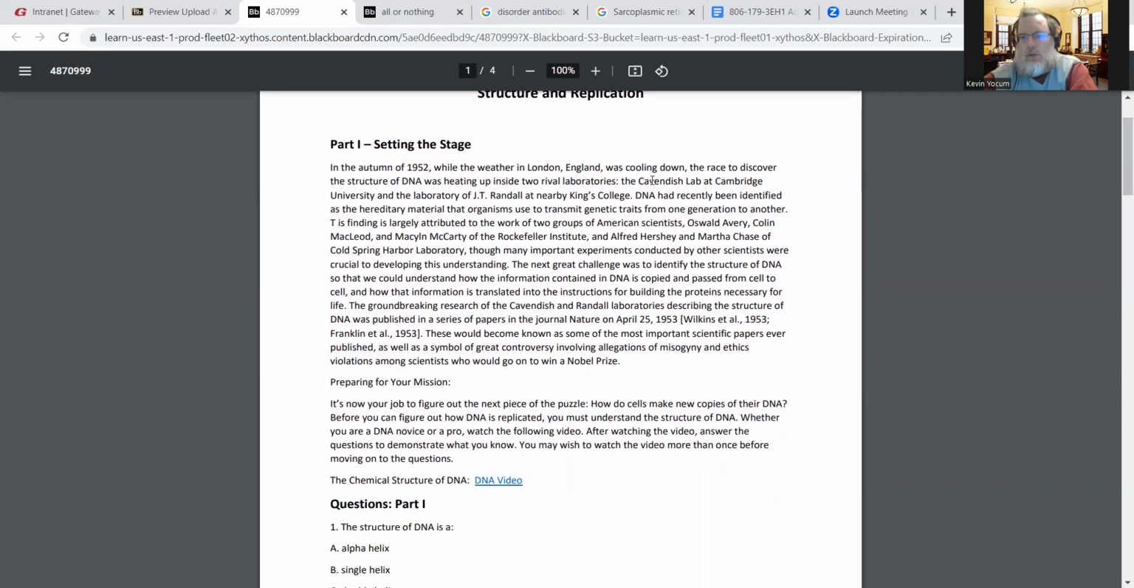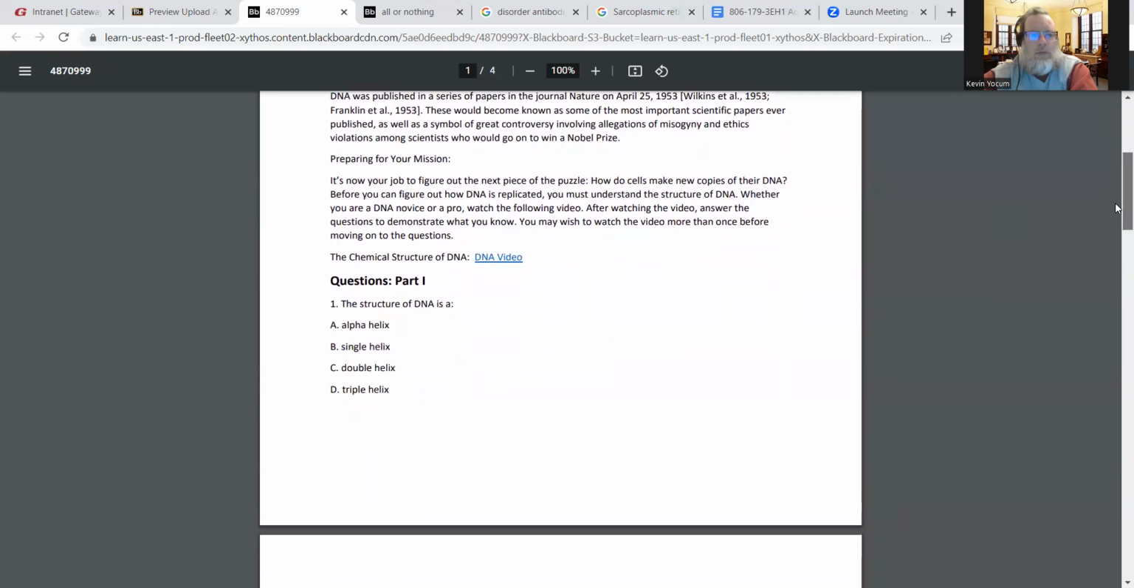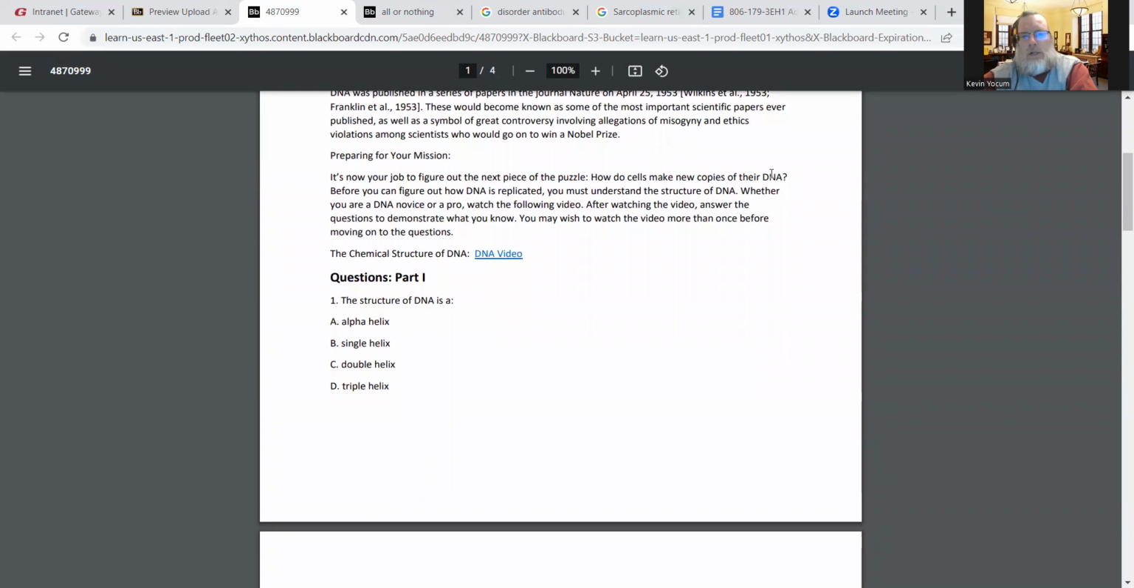autumn 1952, discusses several details regarding the discovery, if you will, of DNA. So you want to read through that. How do cells make new copies of DNA? Before you can figure out how DNA is replicated, you must understand the structure of DNA. And again, you've probably all heard of and seen DNA at some point. So your levels are going to be varied regarding your previous experience with understanding DNA.